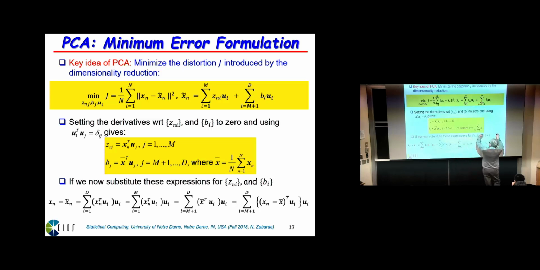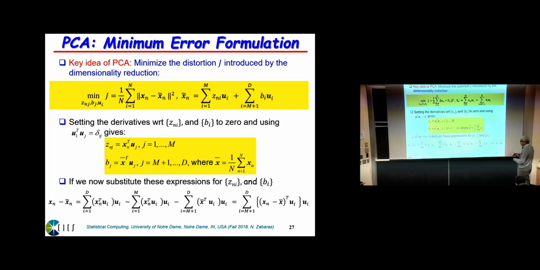How do you get this? You set the derivative equal to 0, and there is no algebra. The algebra is this equation. The algebra is the answer. So if you plug these values into this expression and compute the error, where x_n is the point in high dimensions and this is the approximation in M dimensions, I'm going to go directly to the final result, and the final result looks like this.